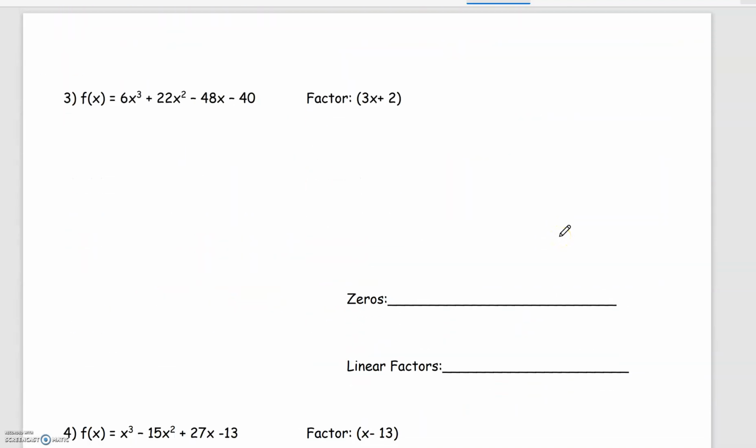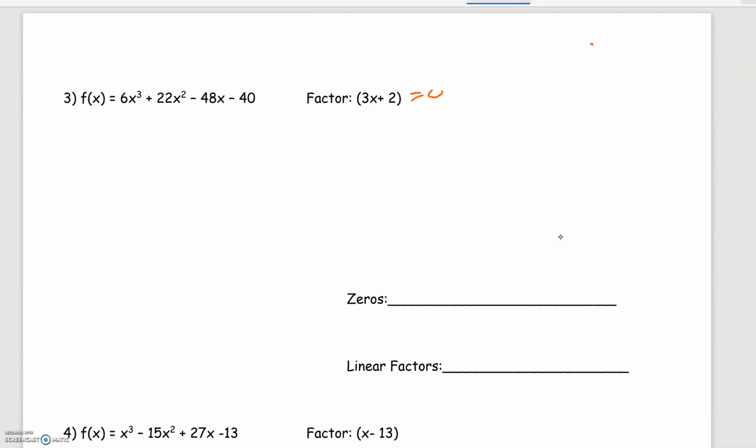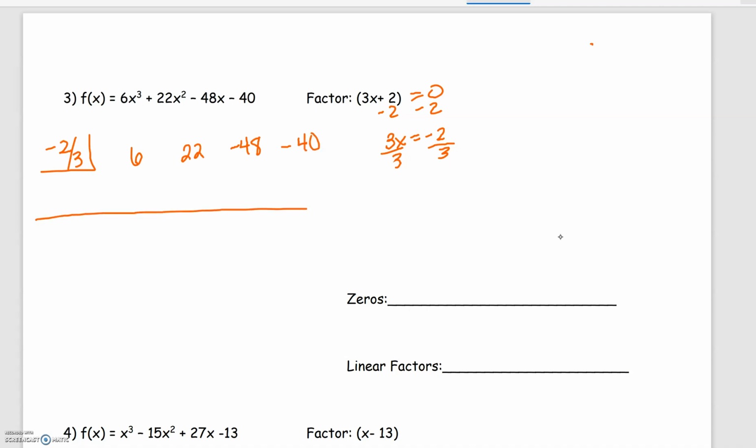All right, so for number 3, we have a coefficient here. So -2, and then we're going to divide that by 3. So we're going to have -2/3 up in our box here, and we're just going to do exactly what we've done before, coefficients, and we are going to multiply.